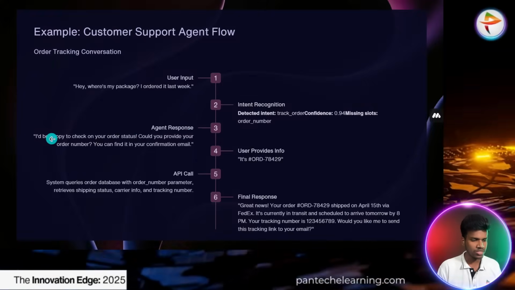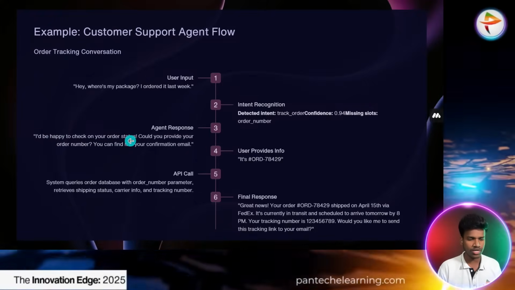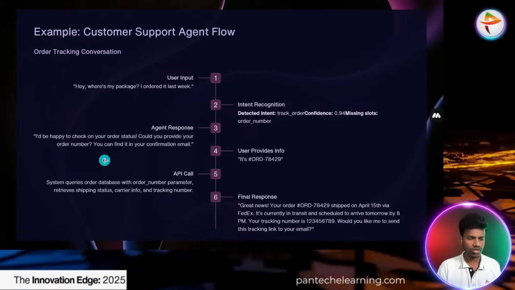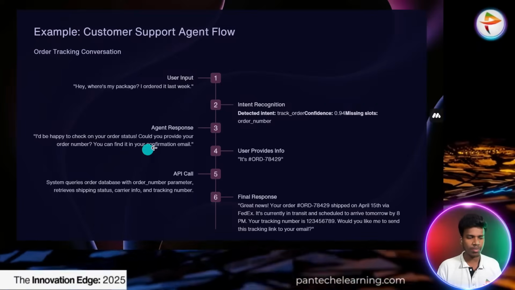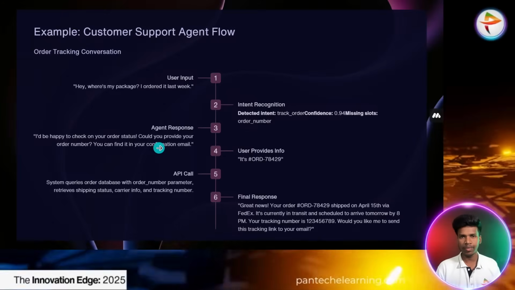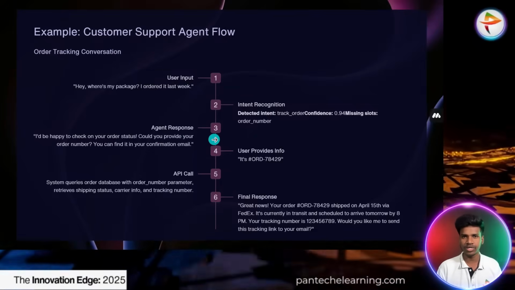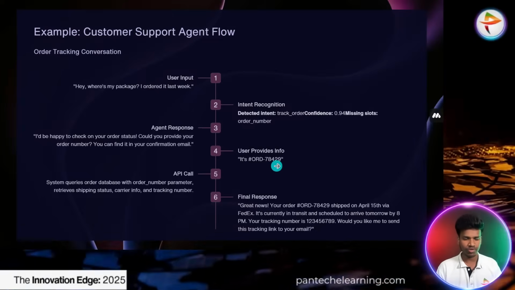So the agent responds, I'd be happy to check on your order status. Could you provide your order number? You can find it in your confirmation mail. So the order number is there in your mail. Kindly check the order number and share it with me, and I will check your order status. Like that, they have to set it up.